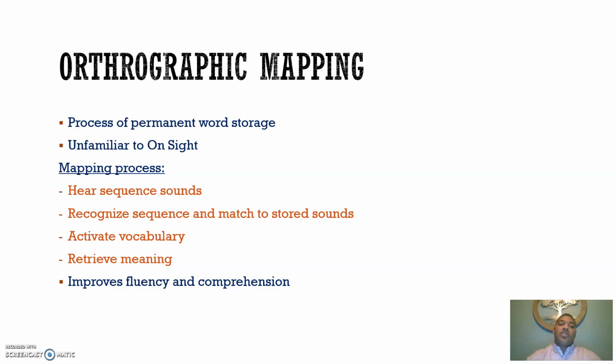And our process is us hearing a sequence of sounds. Then we recognize those sounds next time we may hear it. All right, now we can match it up with the vocabulary that we've already established and built, and we can look into the meaning of it, and make it all come together and improve our fluency and our comprehension as we go on.